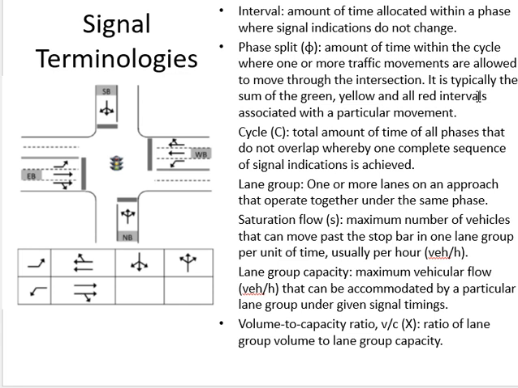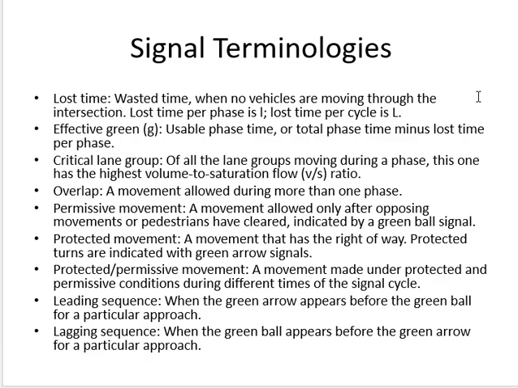But when I design, their volumes will not be the same, right? The volume of this one and this will not be the same. But you have to design for one of them. The one which you will design for is called the critical lane group.